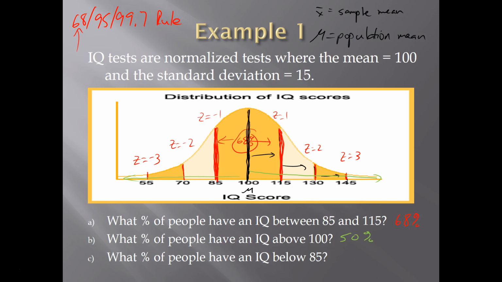All right, now let's look at part C. What percent of people have an IQ below 85? Now this one's a little bit trickier. What I'm going to do is go through and erase something that I already put in there because I don't want it to confuse us.